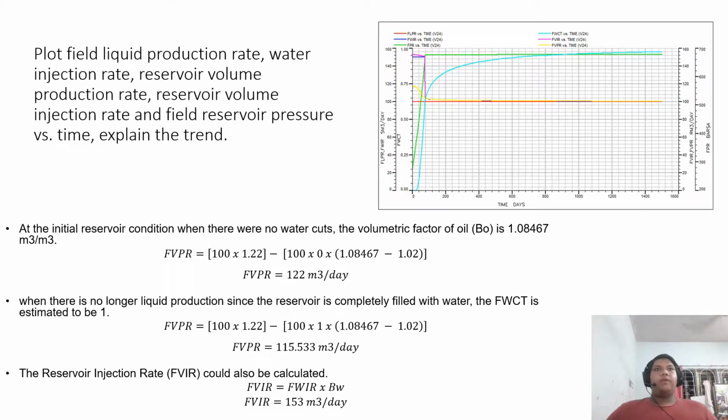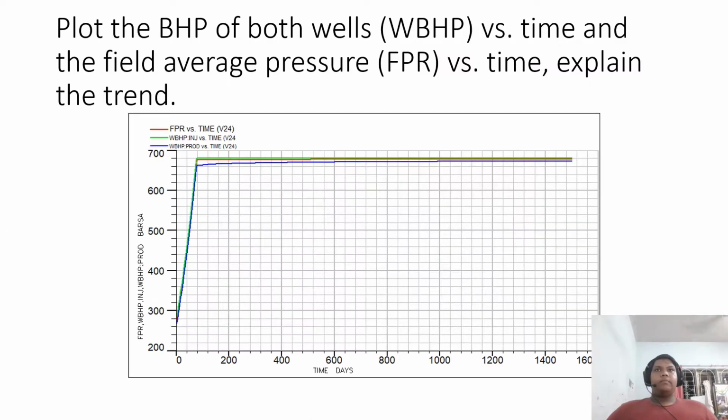As observed, the field water cut FWCT does not immediately increase after the 80th day, where the FPR remains stagnant or in control level. Instead, it increases gradually and slowly until it reaches FWCT at maximum capacity at 1280 days. From the graph above, it can be said that the average pressure of the reservoir is dependent on the field water injection and field oil production rate.